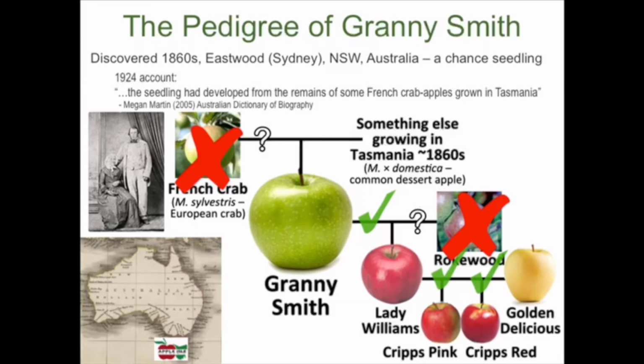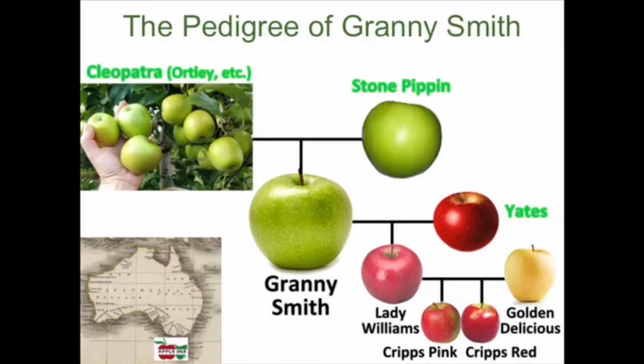So it turns out that yes, Granny Smith is the parent of Lady Williams, and Lady Williams is the parent of Pink Lady and Cripps Red. But it turns out instead that the other parent of Lady Williams is a cultivar called Yates, which was brought into Tasmania quite a long time ago. And now we know the parents of Granny Smith. It ends up being Cleopatra, also known as Ortley, and Stone Pippen is another cultivar there.